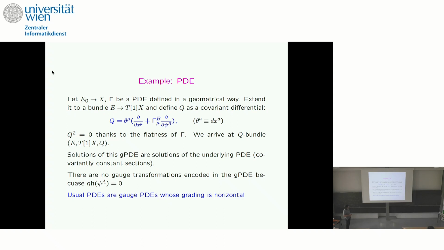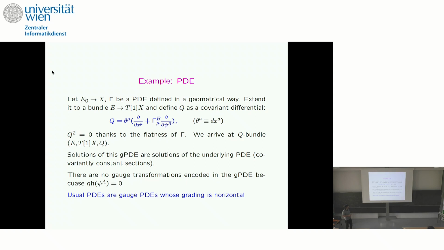The first example we already met, but under a different name, it's a PDE. Suppose we are given a PDE, which is just a bundle over X, then we can add theta coordinates to extend it to a bundle over T1X. And of course, thetas are just dxs. And we have a connection, so we can think of this covariant differential as a vector field acting on this graded manifold E. It's just a covariant differential acting on horizontal forms on the equation. It squares to zero thanks to the flatness of the connection. So we have all the conditions for the Q bundle, and it's easy to check that the solutions give exactly the same definition as the standard definition of a solution of a PDE.